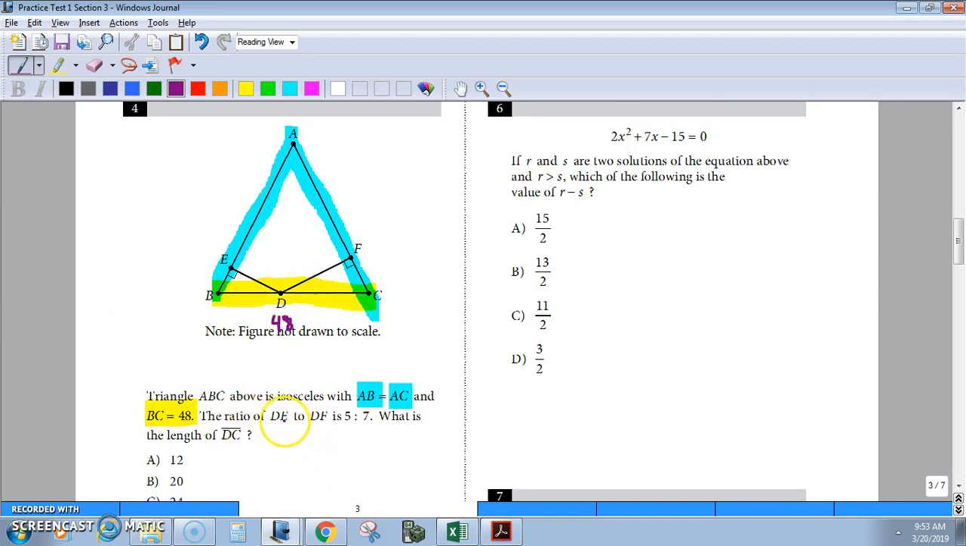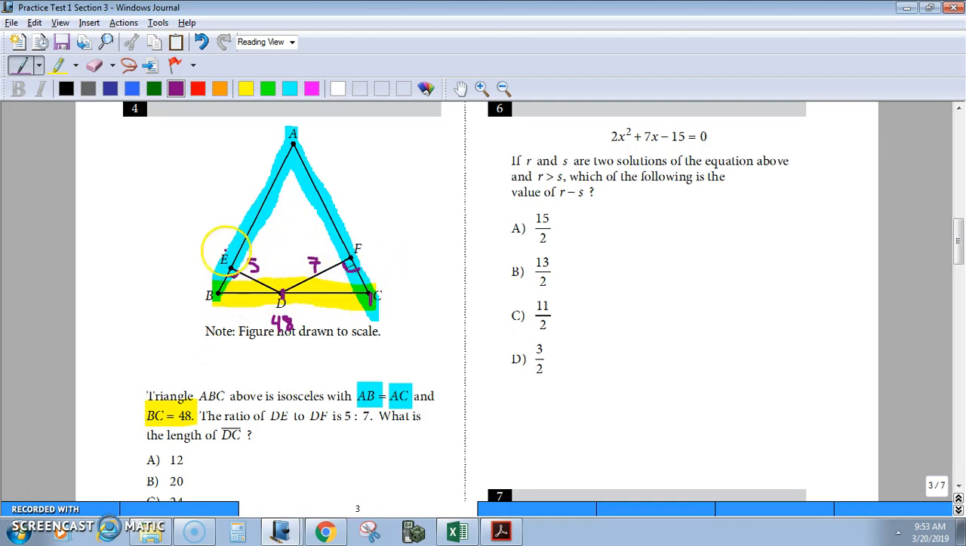BC is 48, so that means from here to here is 48. And the ratio of DE to DF is 5 to 7, so DE could be 5, DF could be 7. What is the length of DC right here? Since they're both right triangles, it doesn't tell you that, but we can see that they're going to be similar. Right triangles are similar as long as they have another angle that's the same.